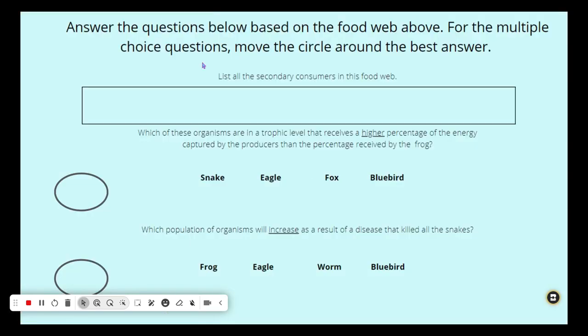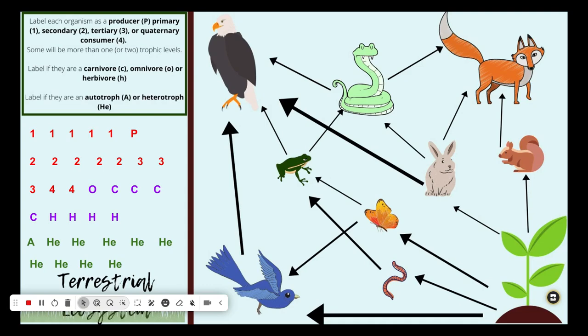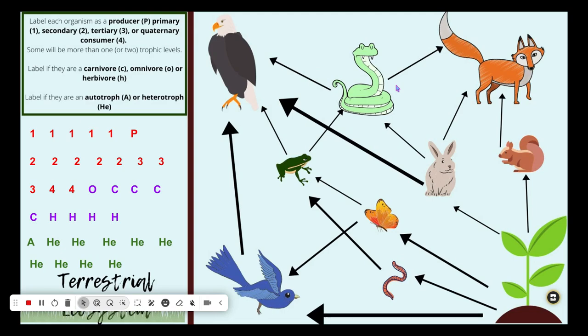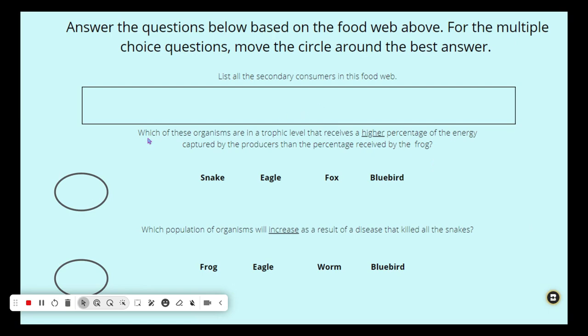Okay. Next part, answer the questions below based on the food web above. When they say above, they mean this guy. Okay. So when you're answering this, they are based off of this food web. Okay. For the multiple choice questions, move the circle. So you're going to slide it around to the correct answer. Okay. So list all the secondary consumers in this food web. And by this food web, they mean this one. Secondary consumers, you're going to list all of them.